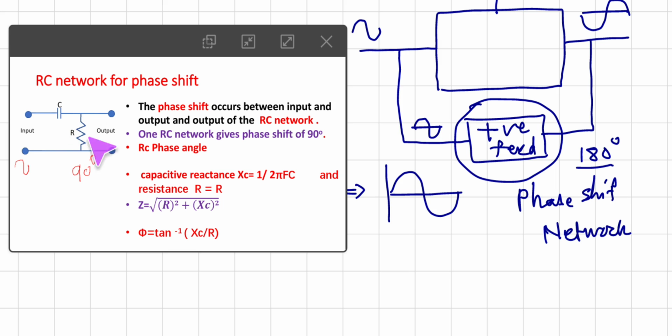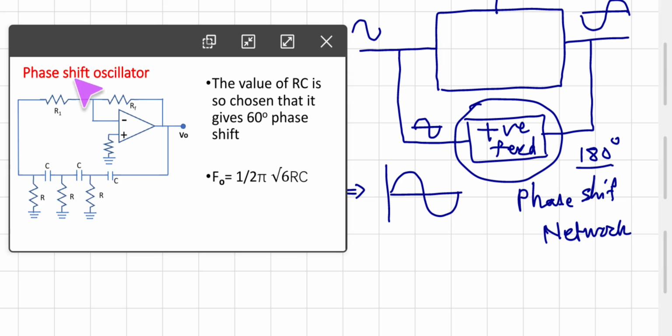So we select three RC networks. See here, this is the phase shift oscillator. This is the first RC network, this is another RC, and this is another RC. Now we need to select the values of R and C such that one network will create a phase shift of 60 degrees. So 60 plus 60 plus 60, a total of 180 degrees phase shift will be there. Here the figure is shown.